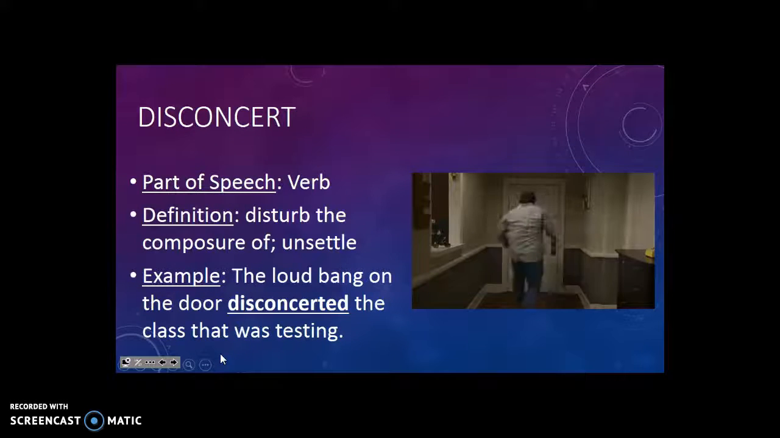Our next word is disconcert. Disconcert is a verb. The definition is disturb the composure of, unsettle. So, for example, the loud bang on the door disconcerted the class that was testing.